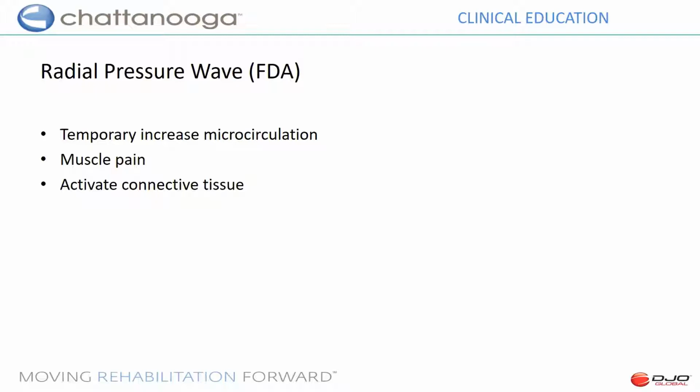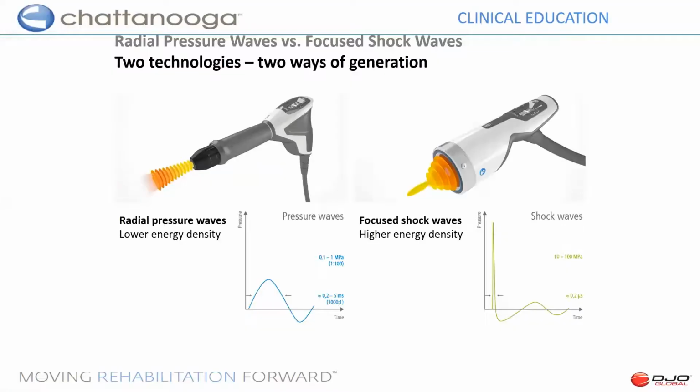devices on the market that are FDA approved, in particular the one that we're looking at here today, are indicated for temporary increased microcirculation, muscle pain, and to activate connective tissue. So we can really make an argument for where that fits in a lot of what we do. So in comparison of these two technologies, you can see that radial pressure wave on the left-hand side, the energy concentration is going to be lower than what we see with focused shock wave.